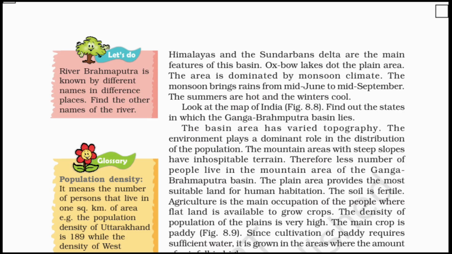Oxbow lakes dot the plain area. The area is dominated by monsoon climate. The monsoon brings rain from mid-June to mid-September. The summers are hot and the winters cool.